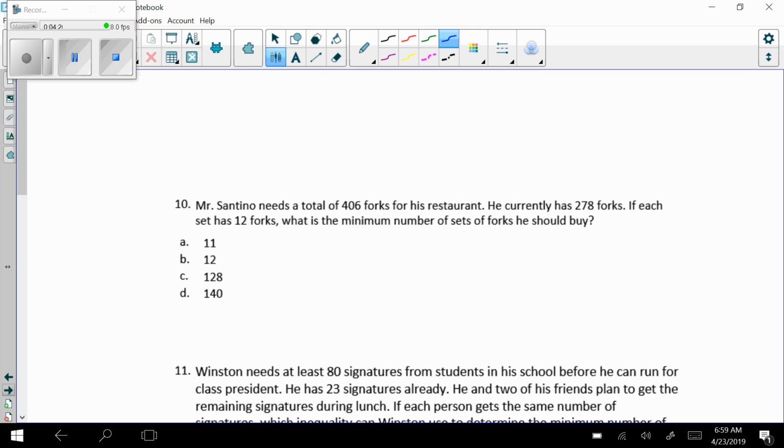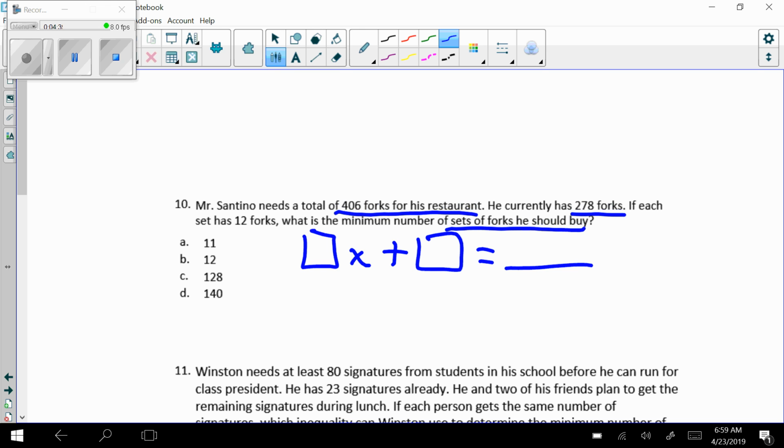All right. Minimum number of sets of forks he should buy. Well, currently he needs a total of 406 forks for his restaurant. So if we're doing this as an equation, this is the one where you have a box, then an X plus a box equals a total. Right? So the 406 becomes the total. He has 278 already, so that becomes there.